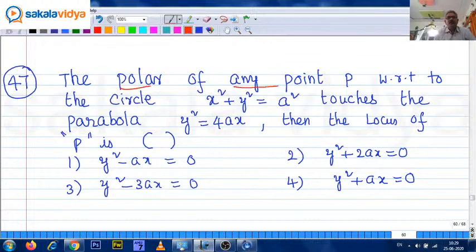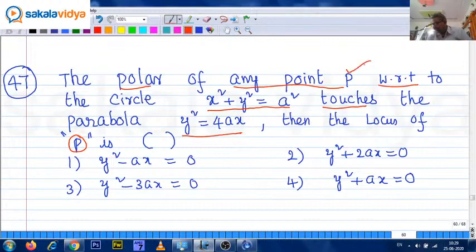The polar of any point P with respect to the circle x square plus y square is equal to a square touches the parabola y square is equal to 4ax. Then the locus of P we need to find out. The problem is connected to the circle and the parabola here. That means the polar with respect to the circle becomes a tangent to the parabola. Since it becomes a tangent to the parabola, the condition for tangency needs to be applied here.